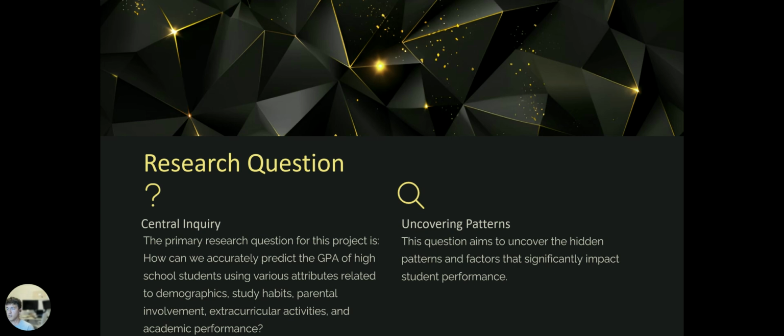So the primary research question pretty much is, how can we accurately predict the GPA of high school students? The sample data set that I got from Kaggle had a list of, like, parental involvement, so whether the parents were involved in their studies, extracurricular activities, so if they got involved with like robotics or something like that, and then academic performance, how that all affected their GPA or their standing within the class.